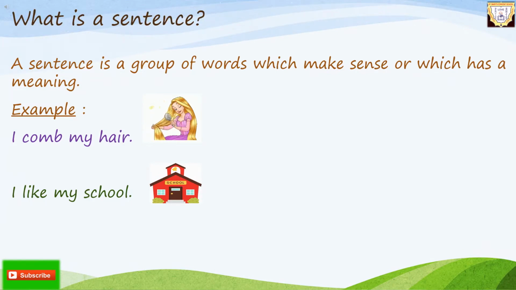What is a sentence? A sentence is a group of words which make sense or which has a meaning. Example: I comb my hair. I like my school. These groups of words make complete sense. So, these are sentences.